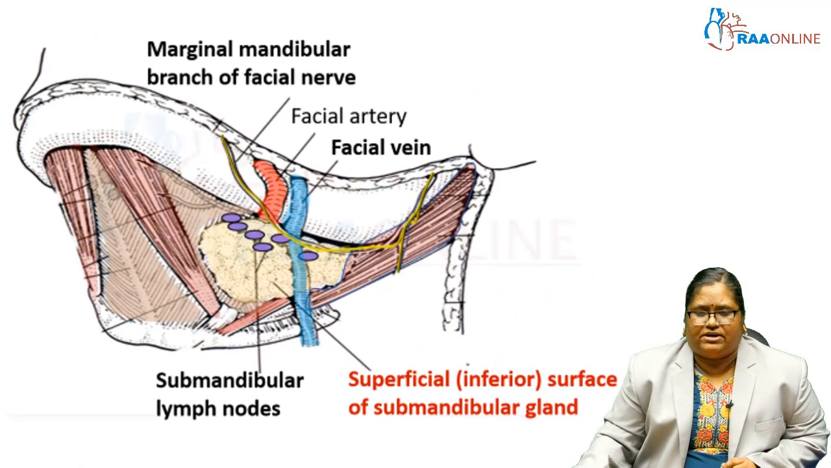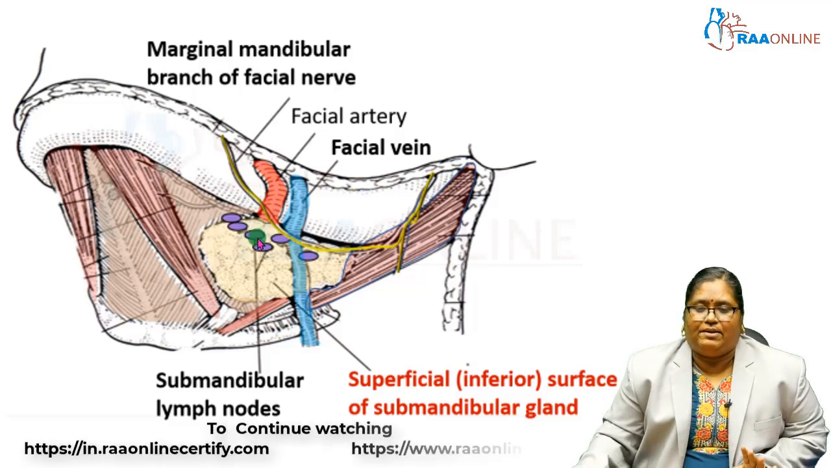If you look at this picture, the submandibular lymph node is crossed by the marginal mandibular branch of the facial nerve. When the submandibular gland is infected and the node is enlarged, when you are going to make an incision over the submandibular lymph node, you should be very careful not to injure this nerve. So this is a very important relation. Superficially, the submandibular lymph node is crossed by the mandibular branch of the facial nerve.